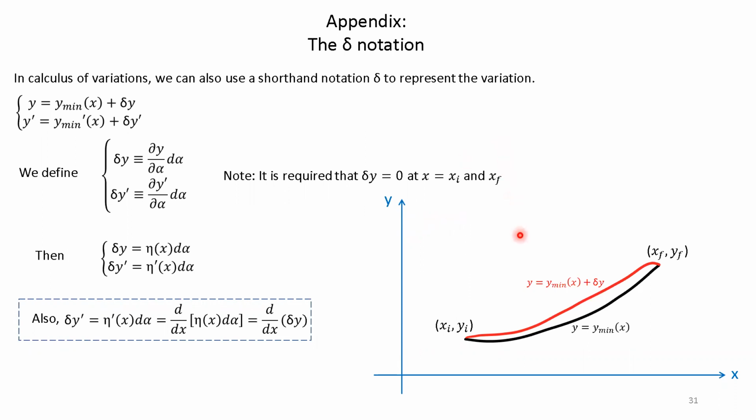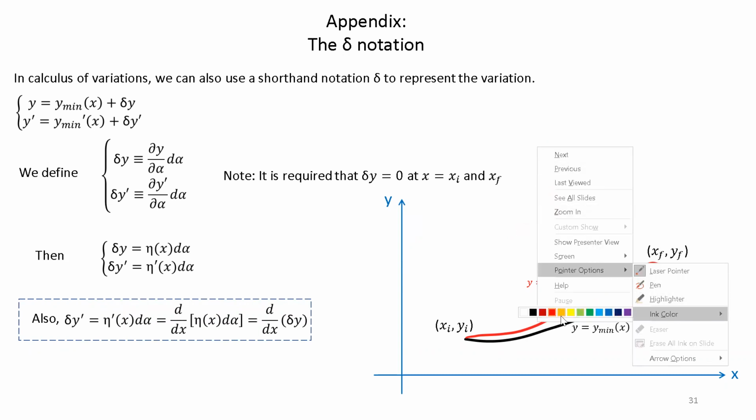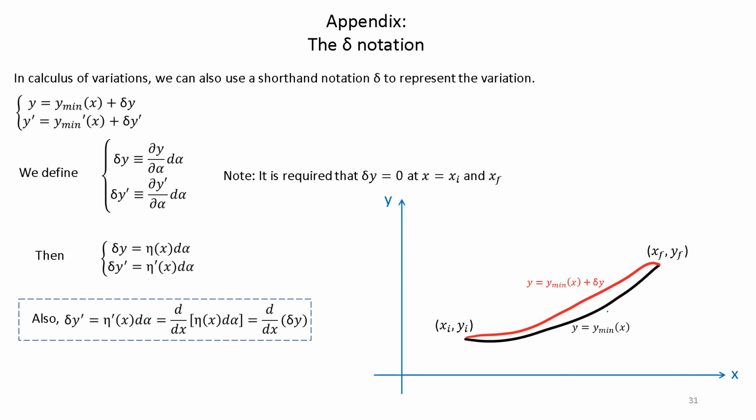So remember what we did in the derivation of the Euler's equation. We considered that y can be written as the so-called y mean, the curve that gives you the minimum result, which is unknown, plus a parameter alpha times some function eta of x. That's the strategy that we used before.